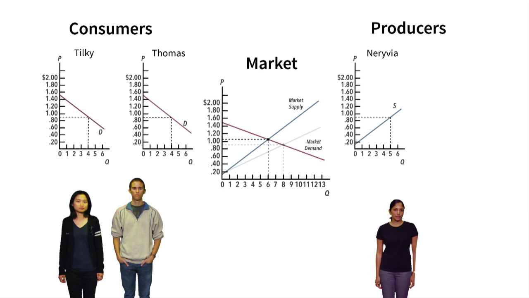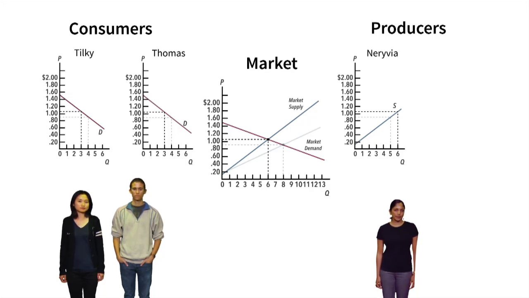What happens, Tilke? I'm just going to consume less. At the higher price, I'm also going to consume less. At the higher price, I'm now willing to produce more. So the market has found a way to coordinate the fact there's less in the market. The price has risen, given a signal to Thomas and to Tilke to consume less, and it's given a signal to Narivia to produce more.